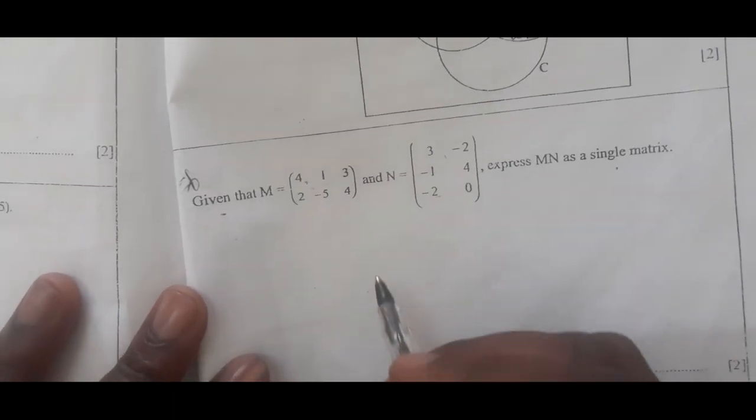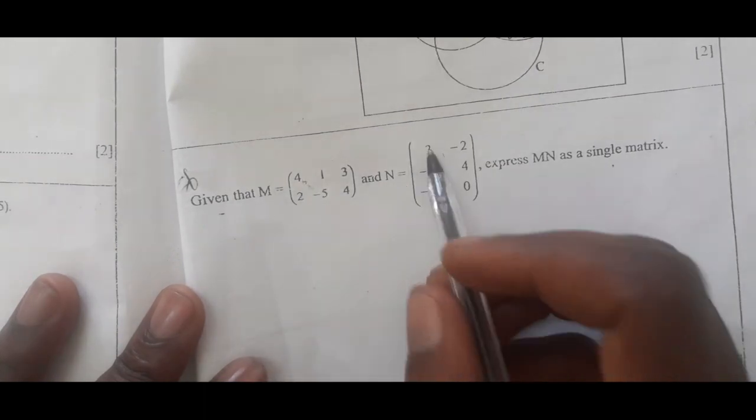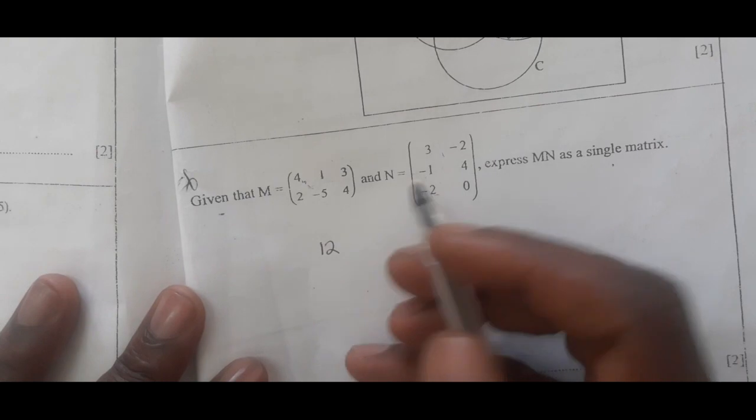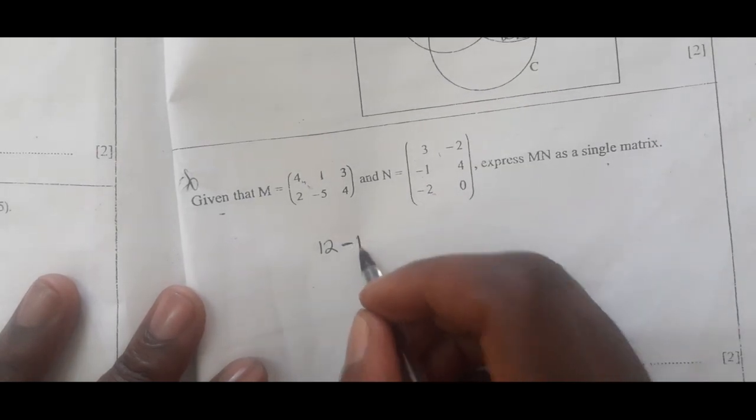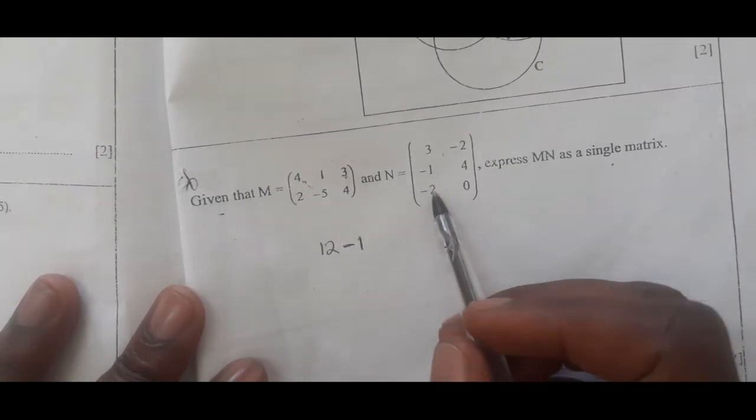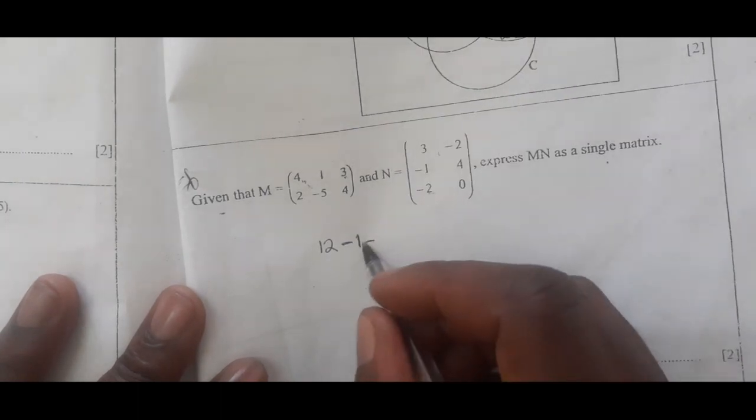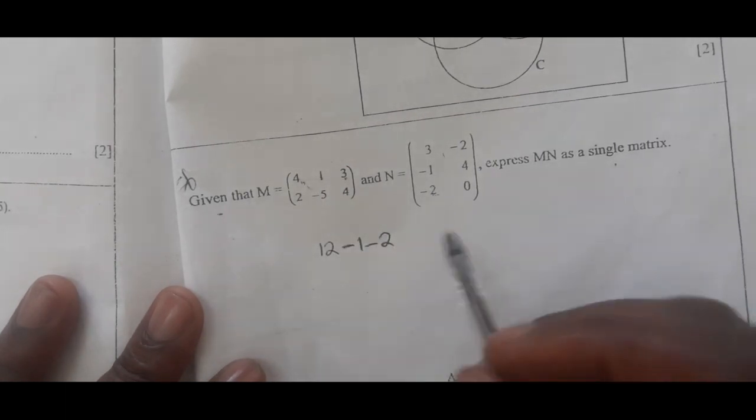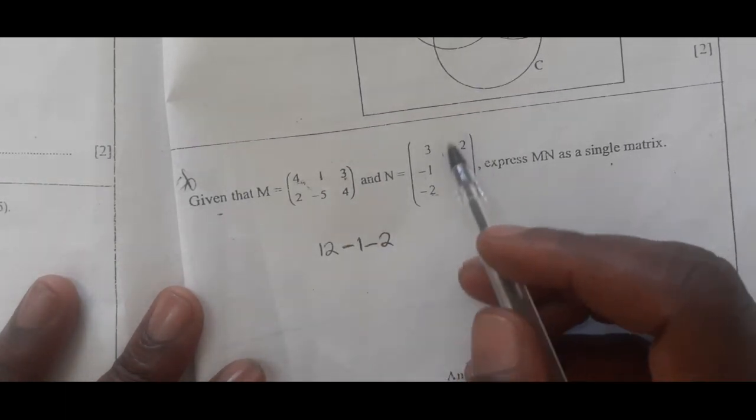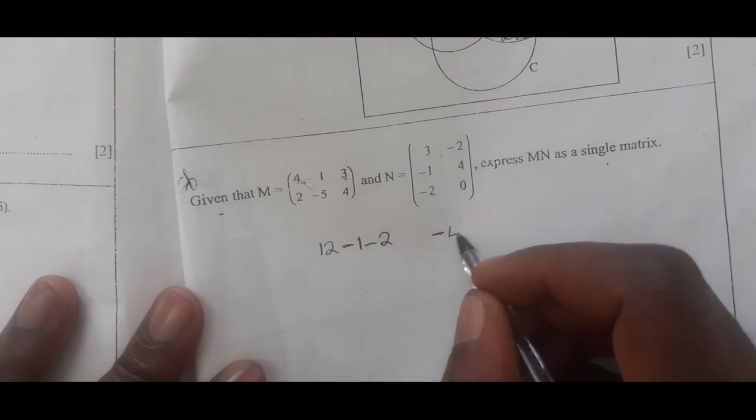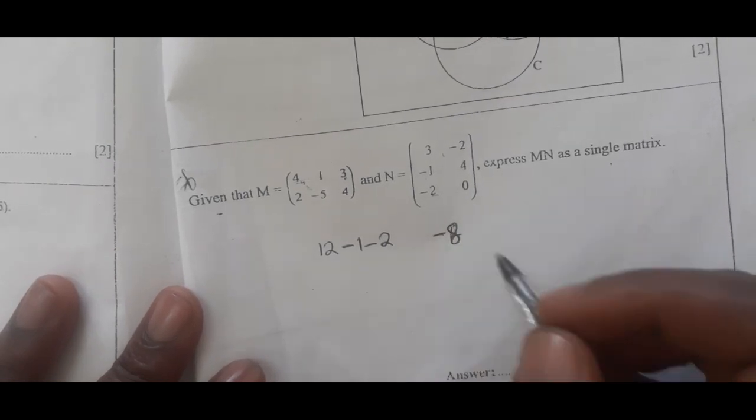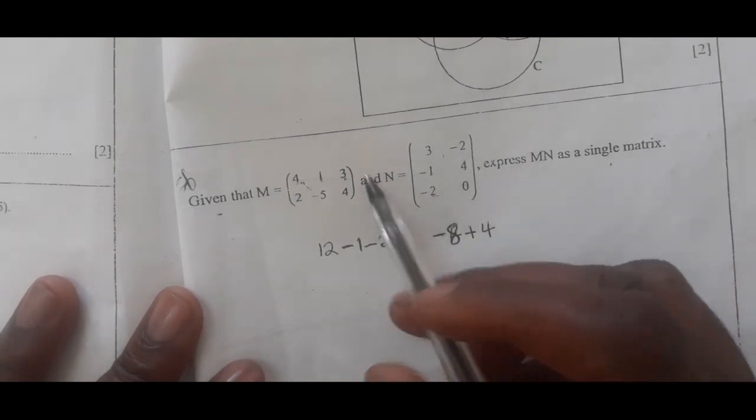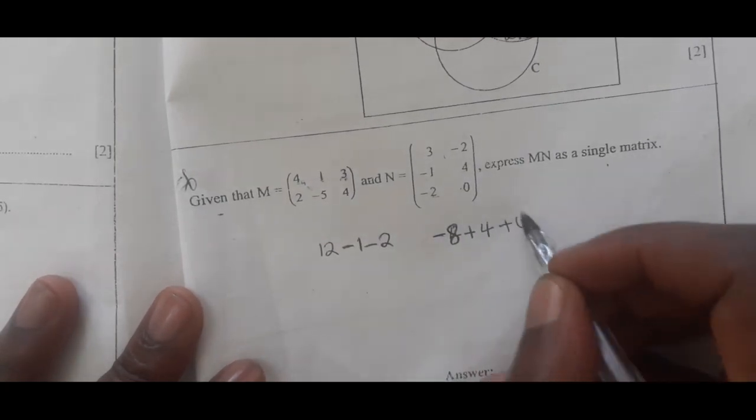So how do we multiply? We multiply row by column. So 4 multiplied by 3, what do we get? 12. 1 multiplied by -1, what do we get? -1. 3 multiplied by -2, what do we get? -2. Are we together? This row by this column. 4 multiplied by -2, we get -8. 1 multiplied by 4, we get +4. 3 multiplied by 0, we get 0.